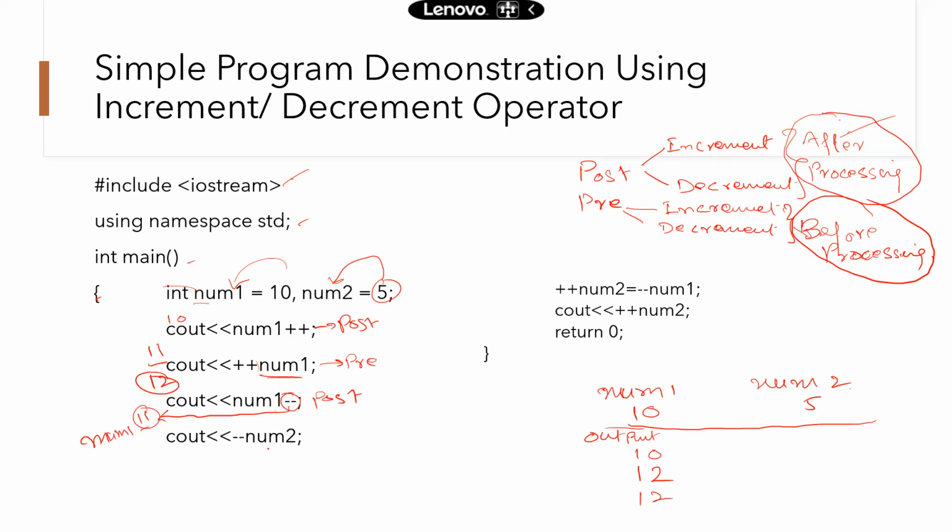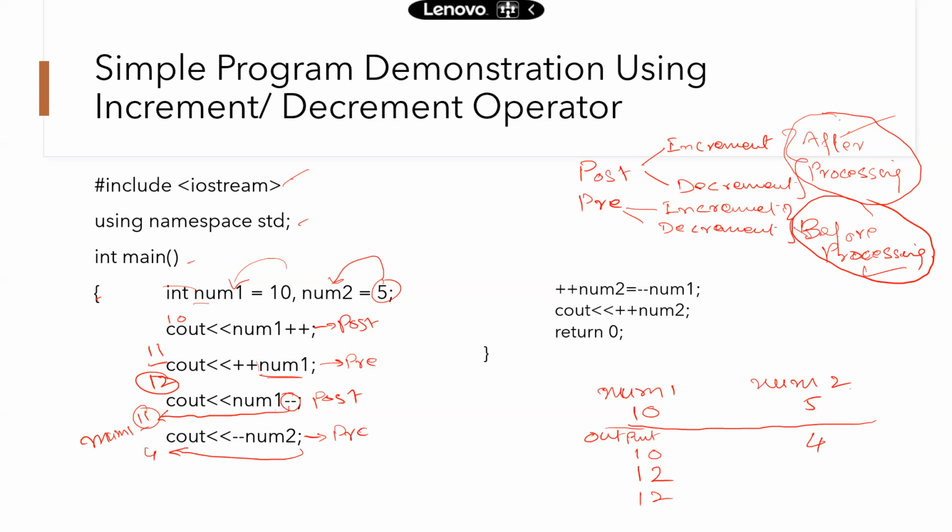In the next statement, it's num2. And this is a pre-decrement, so it means it's before processing. So before an output, it is going to decrement it. Num2 right now actually has 5, right? So it is going to decrement it, and decrementing it would make it 4. And it is going to give you on the console an output of 4.